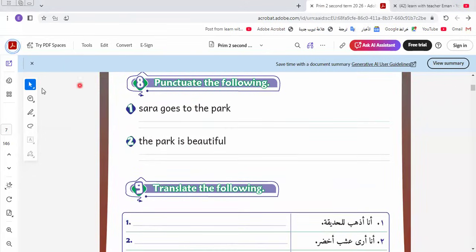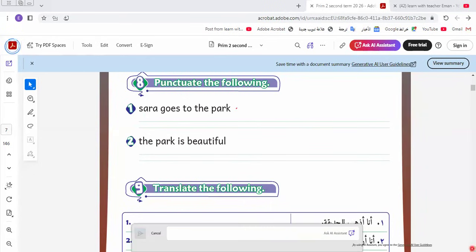Here we have punctuation. So when we do the punctuation, I underline the wrong letter that I correct. It will be Sarah written in capital letter, and here we have a full stop. I will start it with a capital letter. Let's go to this question to answer.